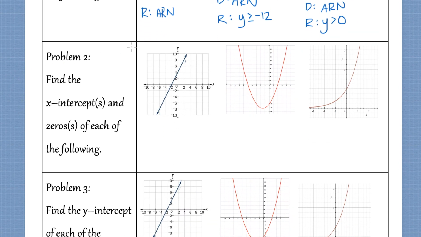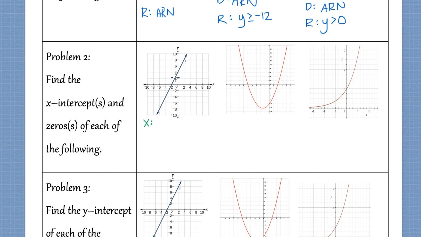Problem number 2 says find the x-intercepts of each and the zeros of each of the following. We're going to start this, and we're going to find the x-intercepts and the zeros. Let's start with finding the x-intercept of our first one.